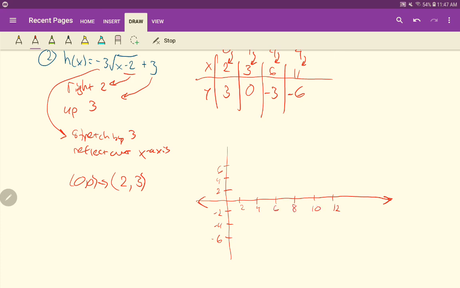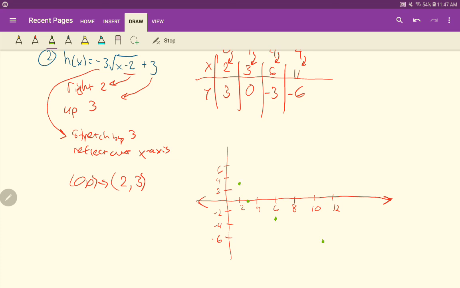And I'll go ahead and just change the color up here just to make it more interesting. Use green. So plot the points. Our first point here is 2, 3. So 2, 3, there it is. And then 3, 0, which is right here. And then 6, -3 is right there. And then 11, -6 will be right there.